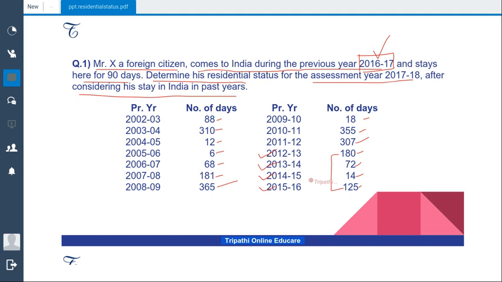So if we calculate this, we are getting 391 days. Now 391 days is more than 365 days. That means along with the first part of the second basic condition, he is fulfilling the second part of the second basic condition also. And as he is fulfilling both parts of the second basic condition, he will become resident of India.